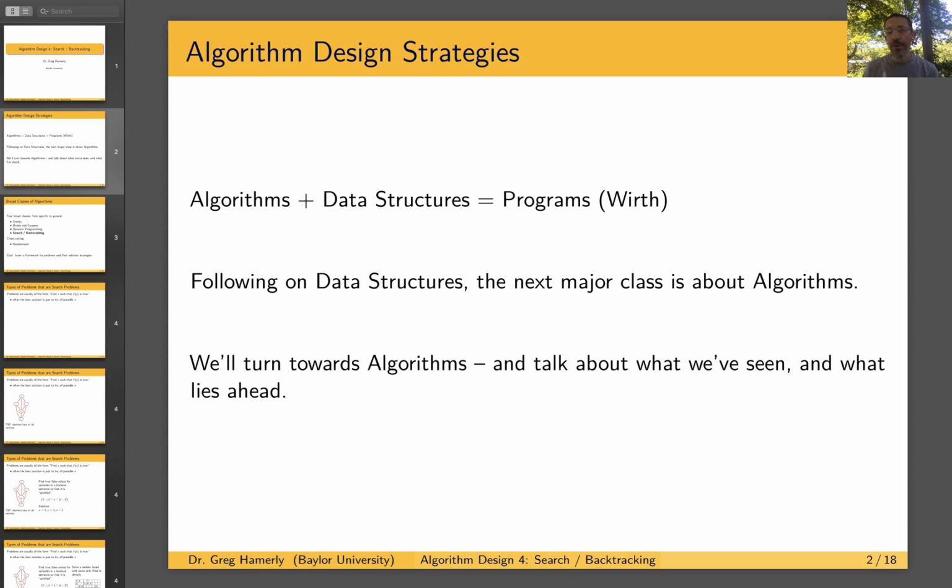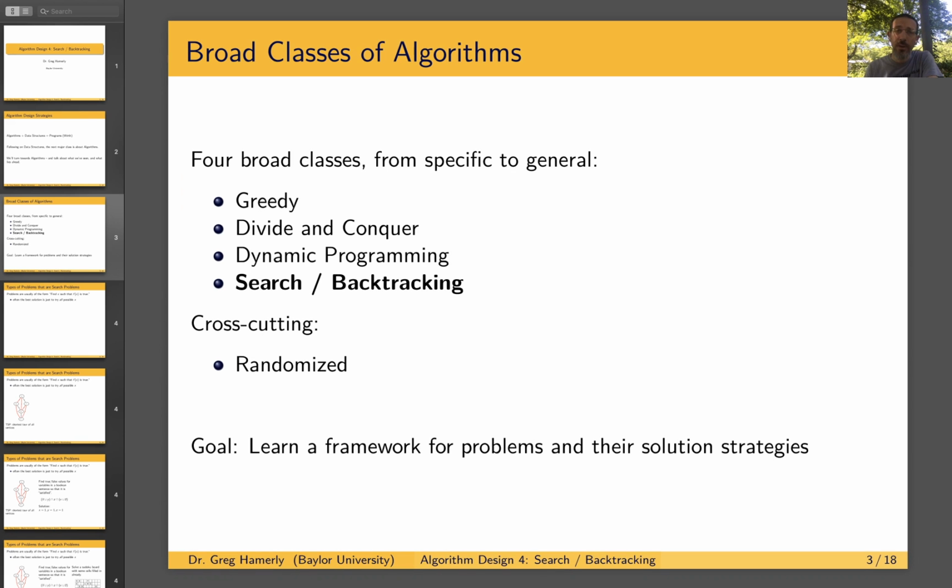As we've talked about before, algorithms and data structures put together make programs, and the next major topic of computer science education is algorithms, so we're spending a little bit of time looking at some high-level ideas. And we've talked about three previous classes of algorithms. Today we'll be talking about search and backtracking.